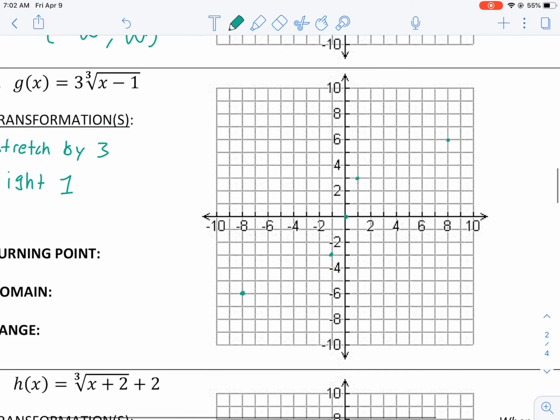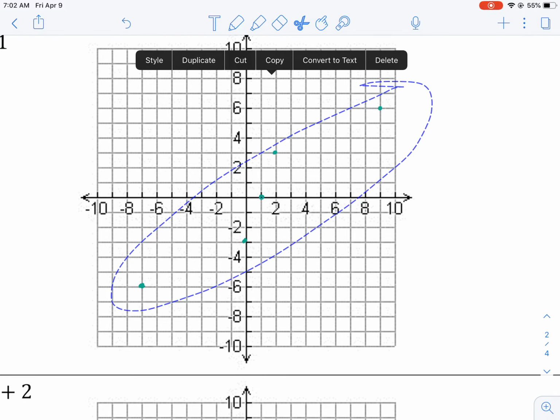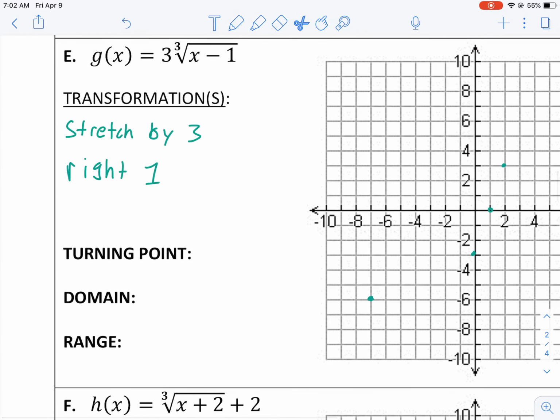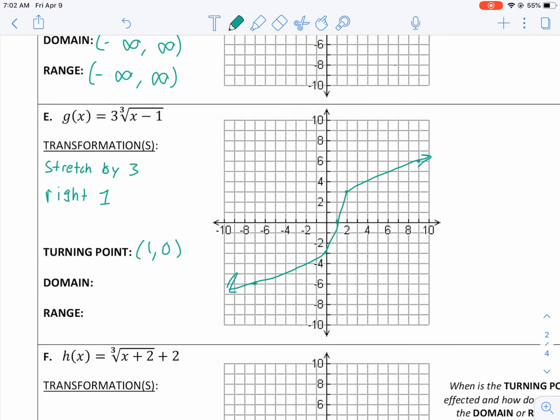And so those are all our points, and now we need to move it to the right 1. So you can just move them all to the right by 1. And again, look at the turning point, right? The turning point is being moved to 1, 0. And then you can connect your points, and you've got your cube root function, and you're good to go. Domain and range, just copy and paste, negative infinity to infinity every single time for both. So that's how you do a stretch.